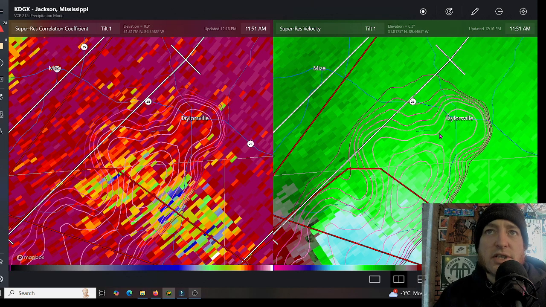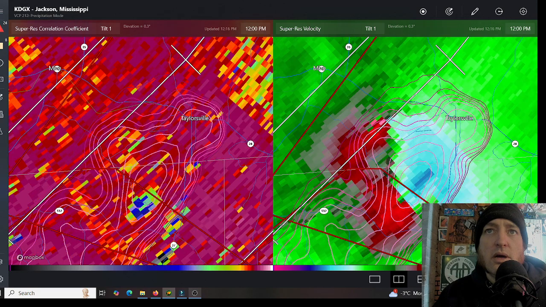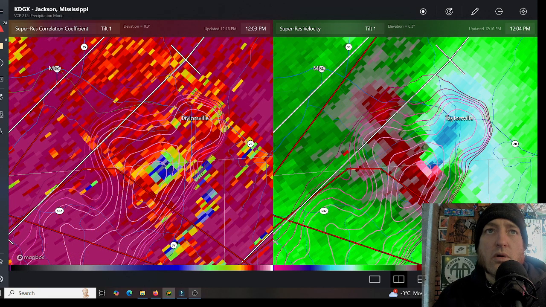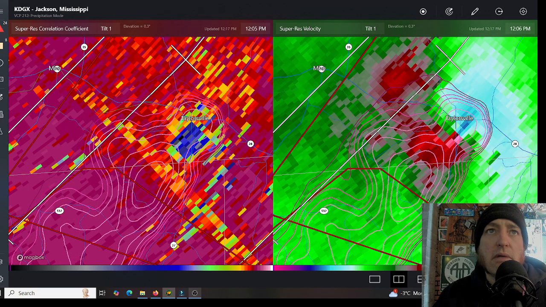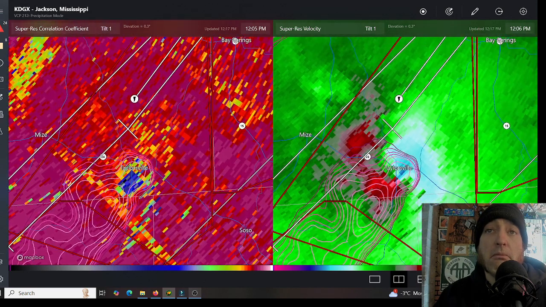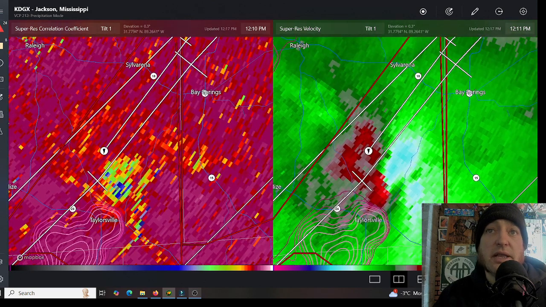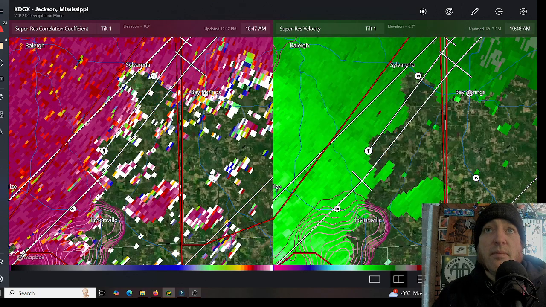Now let's watch. The town of Taylorsville is going to take this direct hit now. Oh. That's hard to look at. Because I know what this means for anybody in that. That's hard to look at.